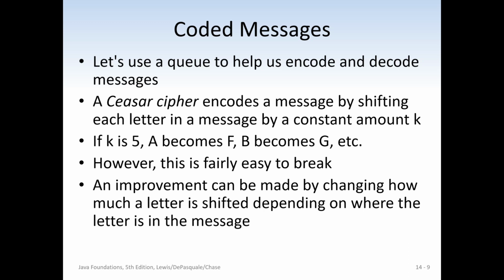A Caesar cipher encodes a message by shifting each letter in the message by a constant amount k. So if k is 5, A becomes F, B becomes G, and so on. This is extremely easy to break, right? We can do letter frequencies and things like that, and we can very quickly figure out what the mapping is. It's super, super simple to break.